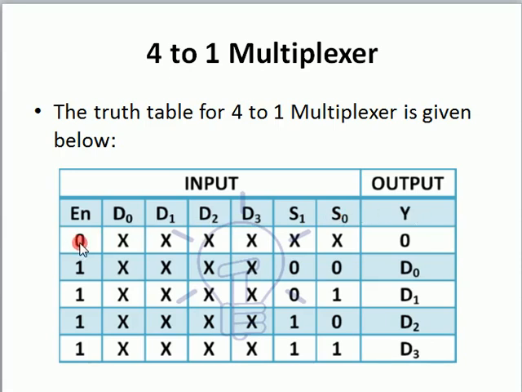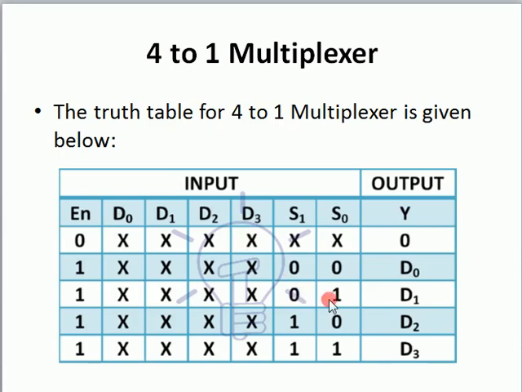When the enable input is 0, there may be any value of input and select line, the output will always be 0. Now in all the other combinations the enable input is 1. So when the select lines are 0, 0, then at the output we will get D0.